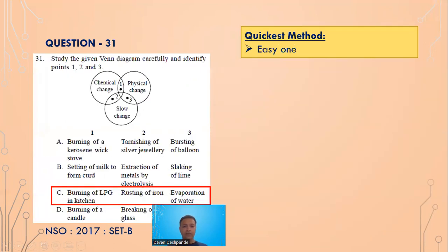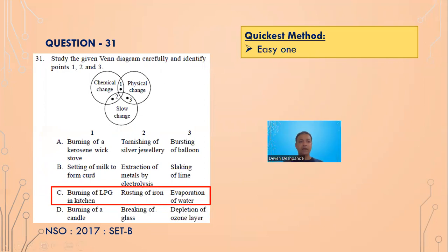Okay. Study the given Venn diagrams carefully and identify points 1, 2, and 3. So which is 1? It is a chemical as well as physical change. So burning of LPG in kitchen. So in the gas, LPG gas, when it burns, it is a chemical change, isn't it? Because gas is burning. It's also a physical change because actually what is filled in the cylinders is liquid. It is liquefied petroleum gas, isn't it? So it's liquefied petroleum gas. And when you turn on the knob, the liquid changes into gas because of the pressure in the cylinder. It is highly pressurized, isn't it? So there is a physical change as well.